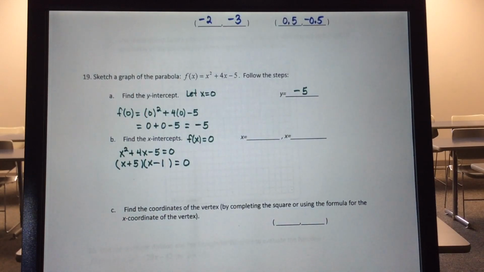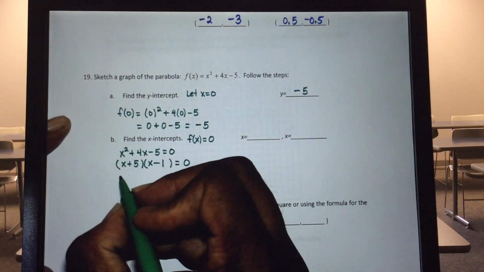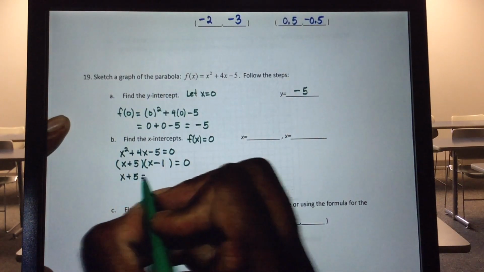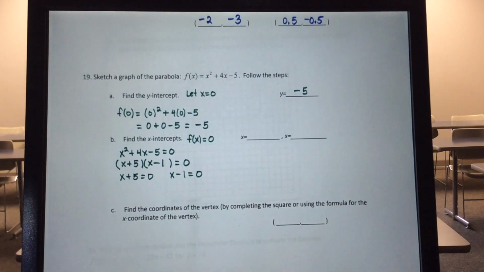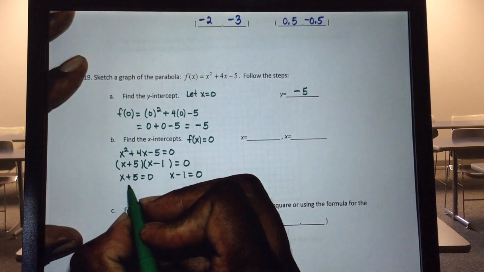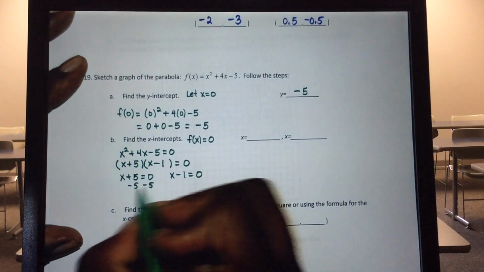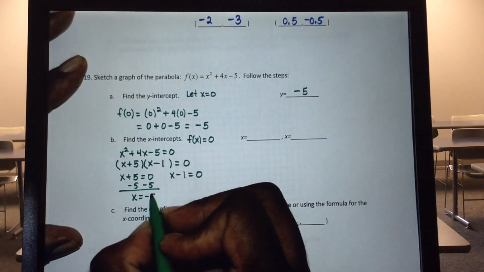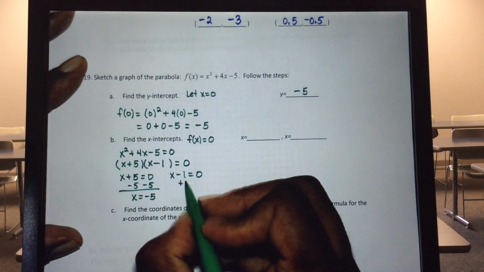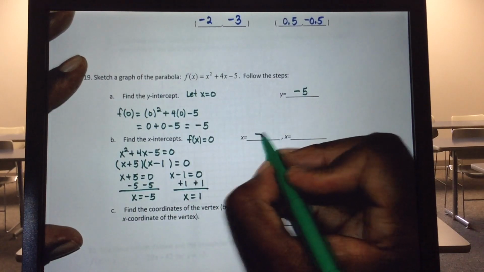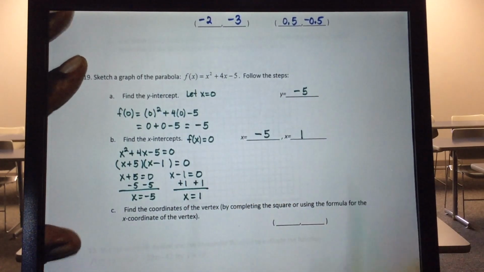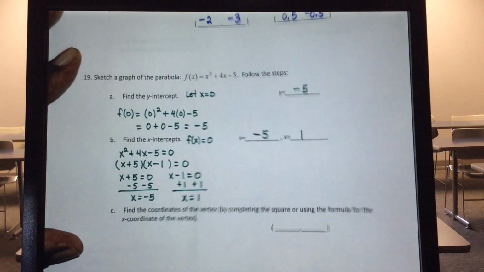And then we're going to set each binomial factor equal to 0. So here I'm going to have x plus 5 equal to 0, x minus 1 equal to 0. Each one of those I'm going to solve for x. So for the x plus 5 equal to 0, that means x equals -5. And then for the x minus 1 equal to 0, that means x equals 1. So -5 and 1 are the 2 x-intercepts.